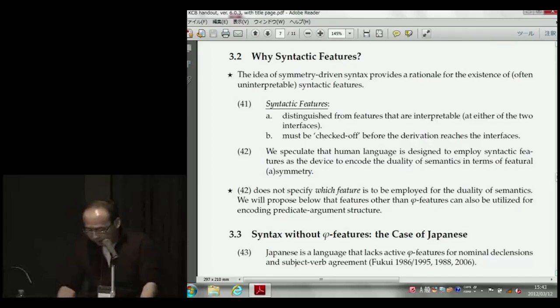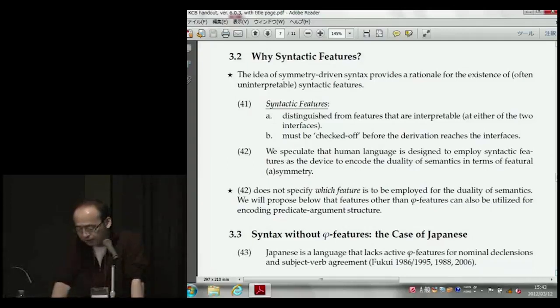Okay. Why such an apparent imperfection exists in human language has been a big mystery in linguistic research, particularly in the minimalist program. However, we have proposed above that syntactic features are crucially at stake in providing the bifurcation of symmetric and asymmetric structures, which in turn closely correlates with the duality of semantics. Then we may posit the possible rationale for the presence of syntactic features, as in 42. Why are they present in human language? 42, just kind of speculation.